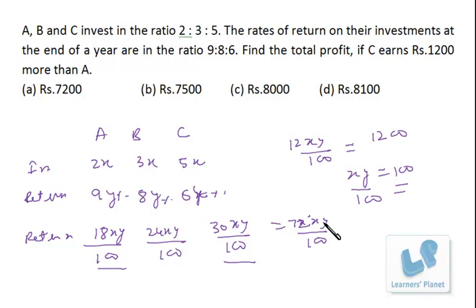Now the total earning is 72xy by 100. So we can take the value of xy as 100 into 100. So it's 72 into 100 into 100 by 100. That is the total return. So it's 7200. Clear?